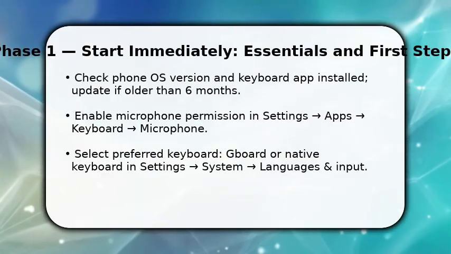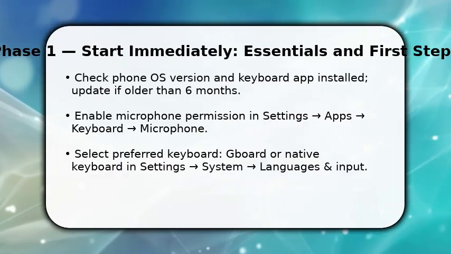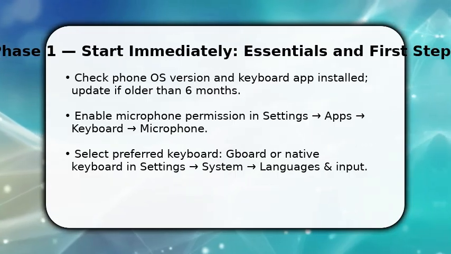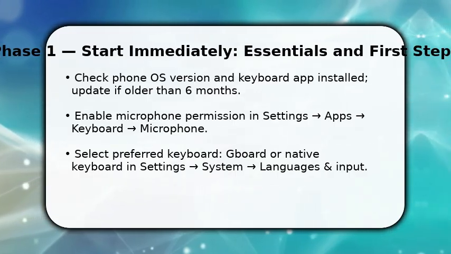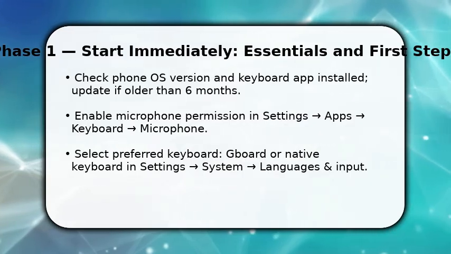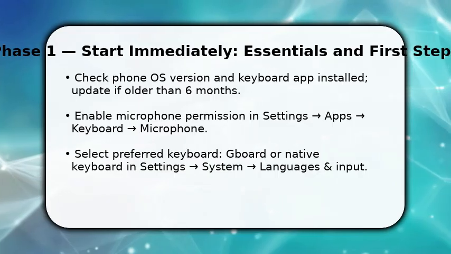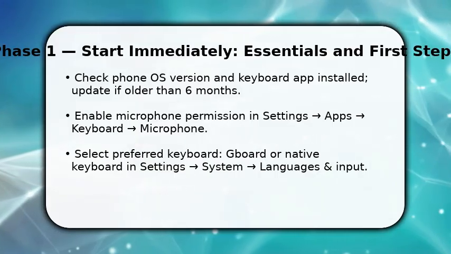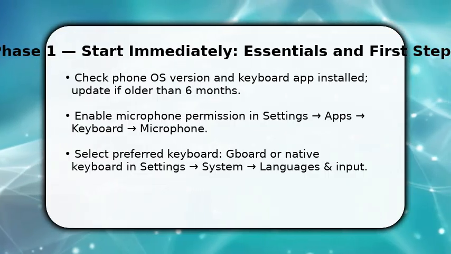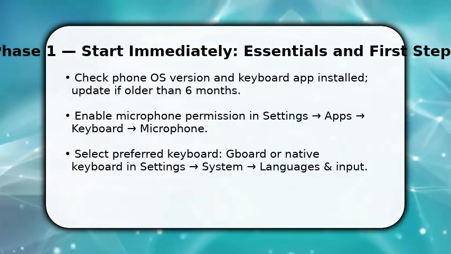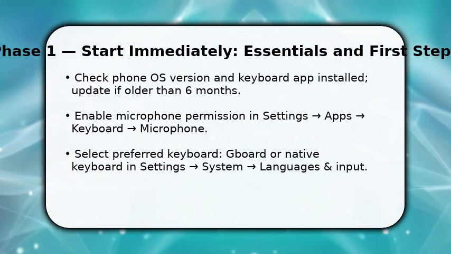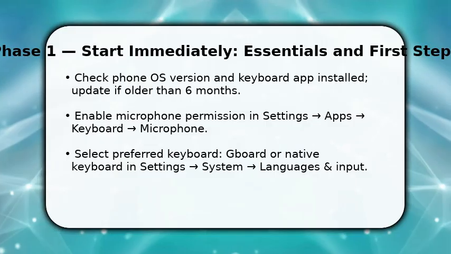You begin by confirming prerequisites. Your keyboard app is installed and microphone permission is granted. Open Settings now, then Apps, find your keyboard and enable microphone. This lets voice input capture audio. Once done, return to Languages and Input and set that keyboard as active. Make sure the language matches what you'll speak. You do this because voice recognition needs both app access and the correct language model to convert speech into accurate text. Now tap a text field to continue to the next configuration steps.